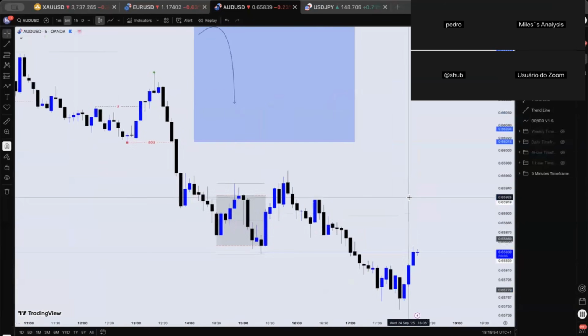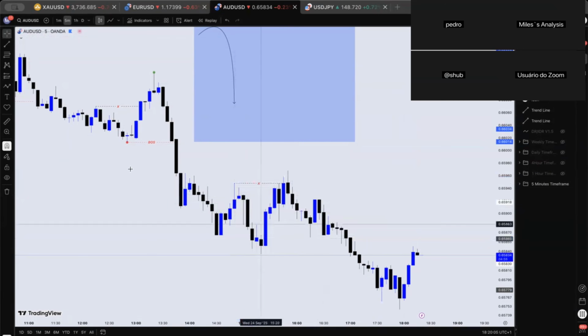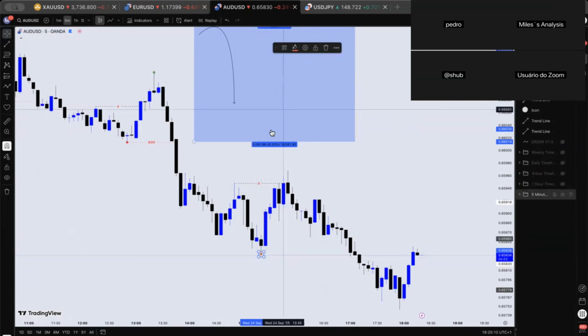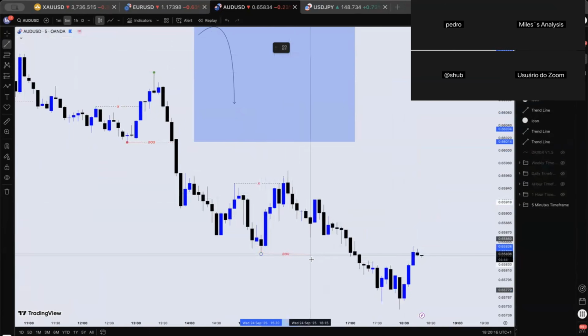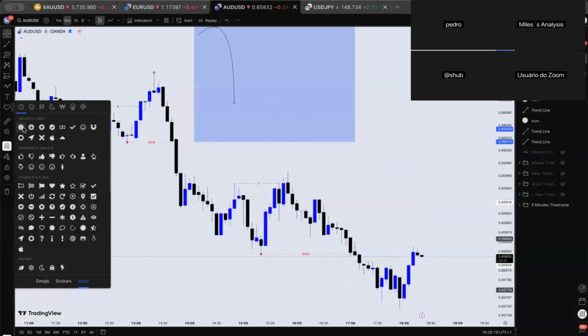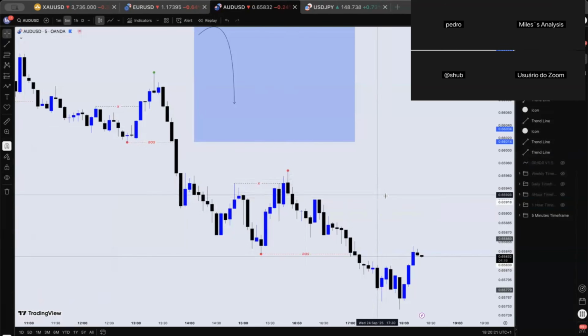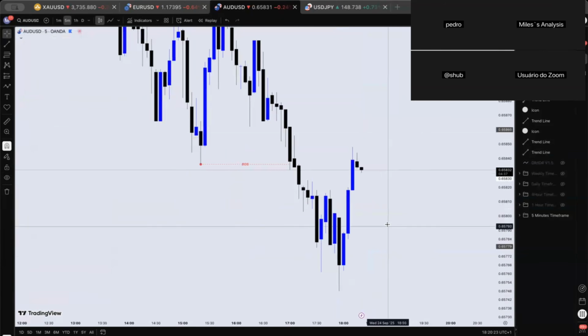Then after that, price went on to take out another inducement here, making this a valid lower low. And after that, price created another valid breakout structure, making this a valid lower high. And after that, we have an inducement right here which just got mitigated.